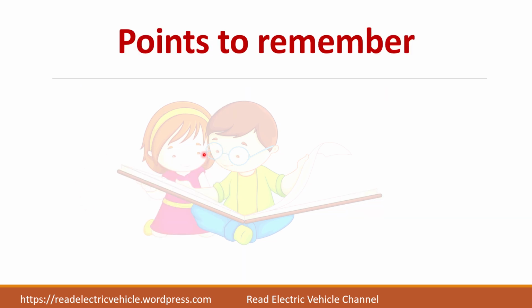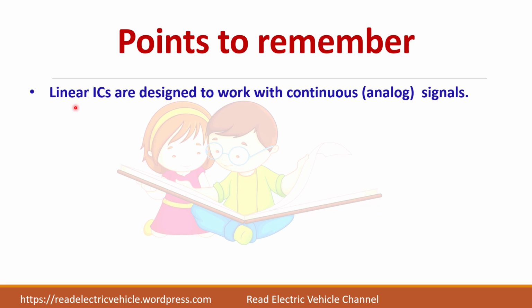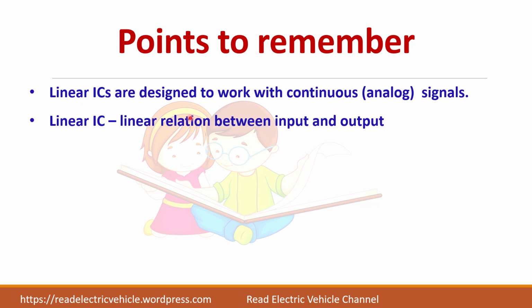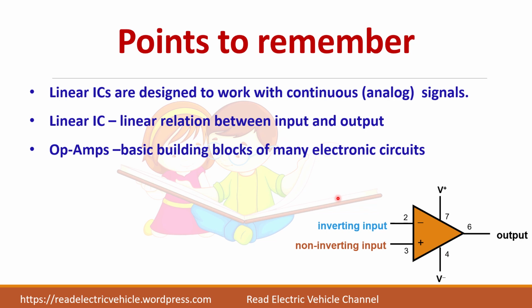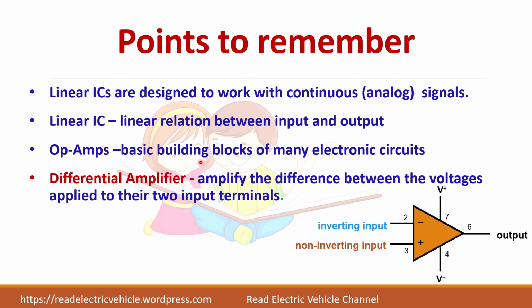Let us recall what we have seen so far. Linear ICs are designed to work with continuous or analog signals. They give you a linear relation between the input and output. Op-amps are the basic building blocks of many electronic circuits. 5 important things you have to remember are inverting input, non-inverting input, and one output. Apart from that, you have two power supply connection pins. One is the plus voltage and this is the minus voltage. Op-amp basically acts as a differential amplifier. It amplifies the difference between the two input voltages.